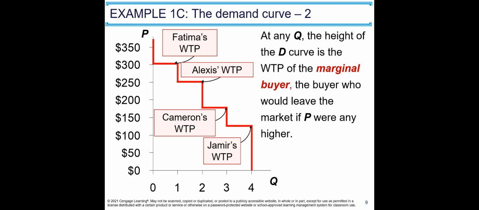So here, for instance, the height of the curve is 300, you see. And that represents the willingness to pay of Fatima. And why do we call this a marginal buyer? She is a marginal buyer because if the price is any higher, like 301, she's going to leave the market. So the marginal buyer is the buyer who would leave the market if the price were any higher. And here the height of the demand curve is 250 and represents Alexis's willingness to pay. Here it's 150, it represents Cameron's willingness to pay, and so on.